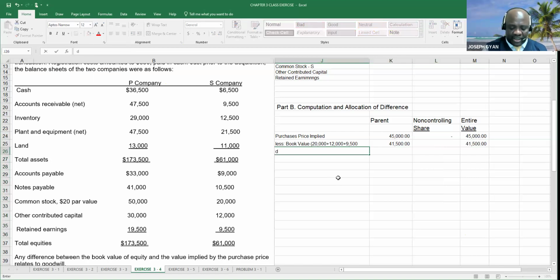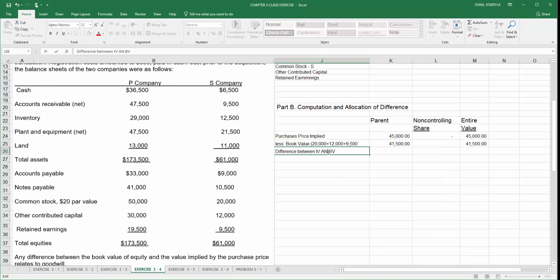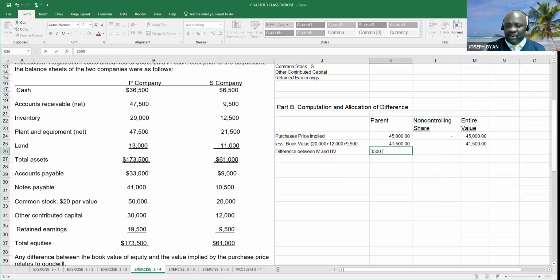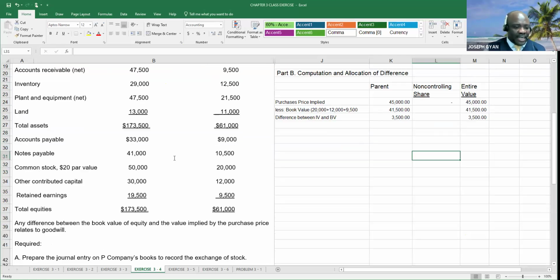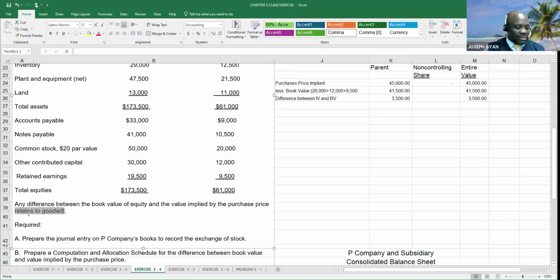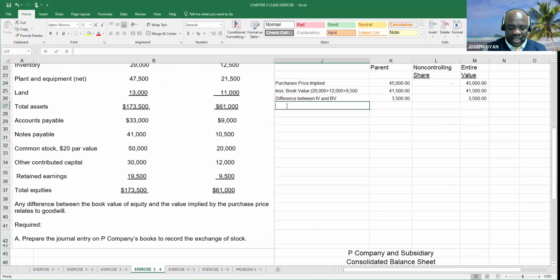So this is the difference between IV and the book value. How much is the difference now? It's 3,500. So 3,500 here, 3,500 here. And what did they say? They said if there's any difference, allocate it to the goodwill. So we are going to put the goodwill here, which is the difference.